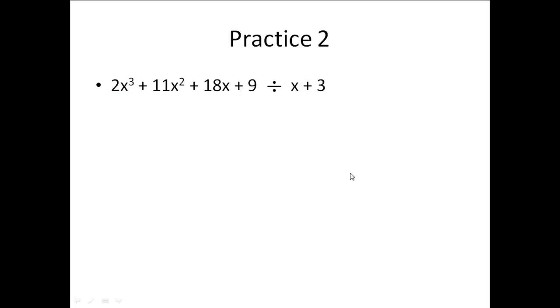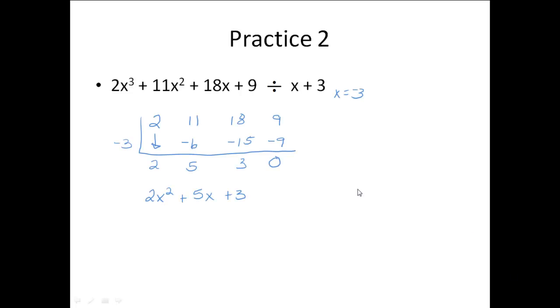Okay, here's another practice one. So go ahead, pause the video, and see what you come up with for this division problem. Alright, when you do your synthetic division, you should have gotten 2, 5, 3, and 0 across the bottom. So our new equation would be 2x squared plus 5x plus 3.